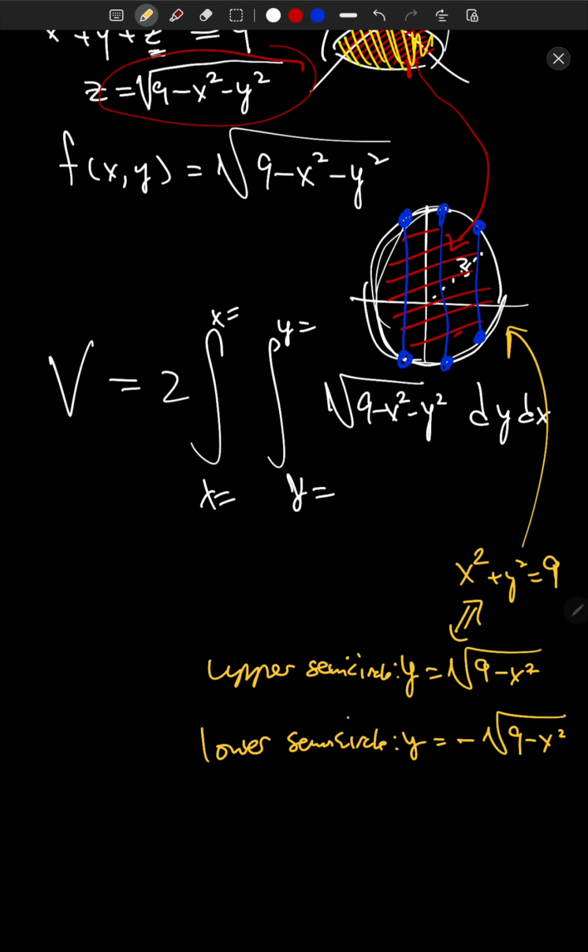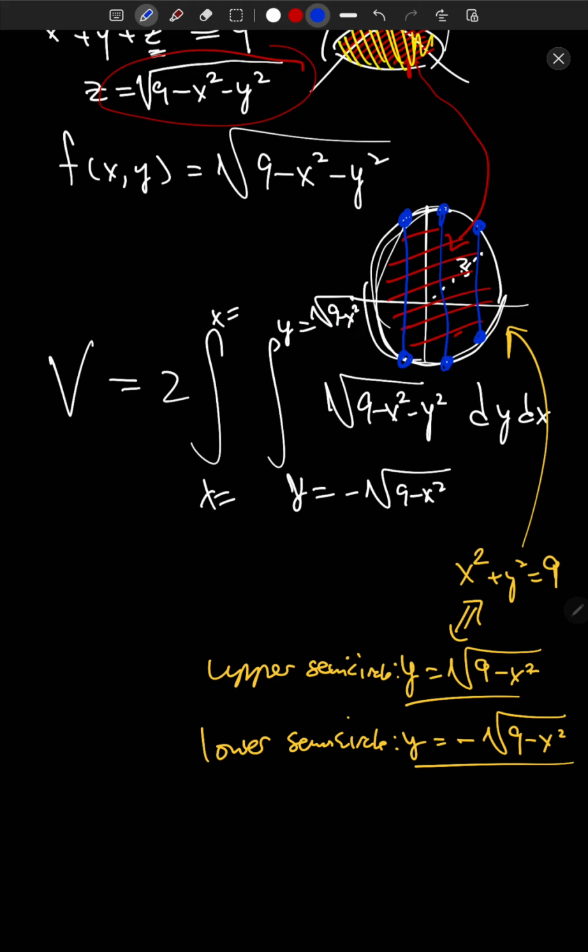And again, we wrote it in terms of y because we decided to do dy first. So now our limits of integration are going to be y equals minus square root of 9 minus x squared to positive square root of 9 minus x squared. And then what about x?